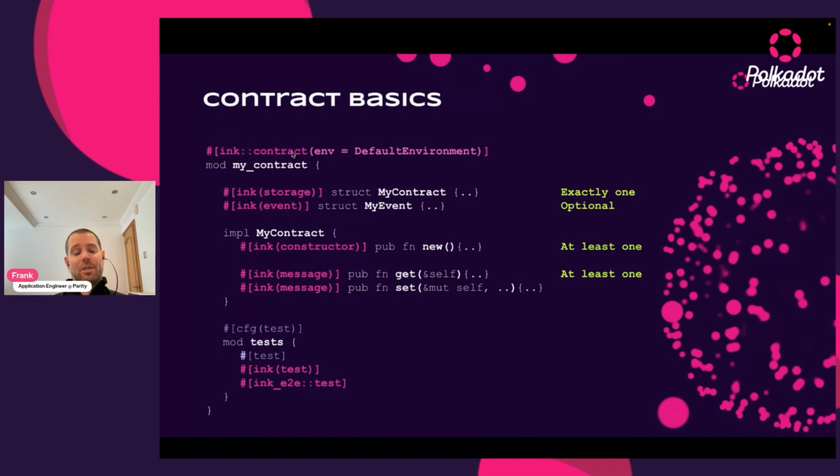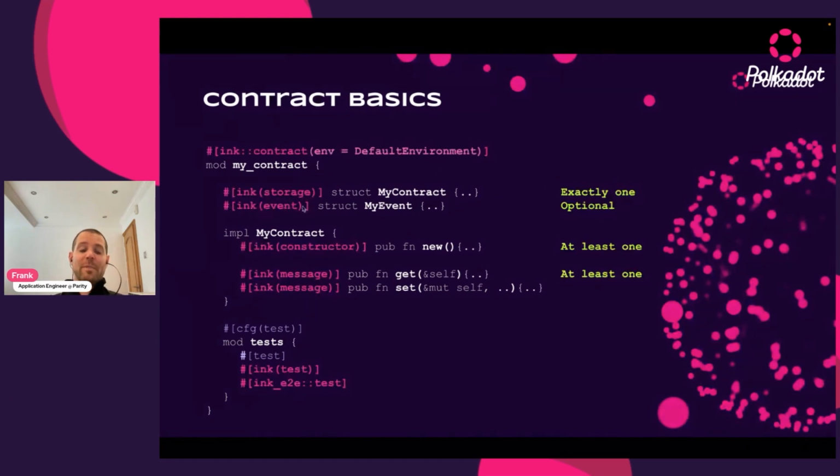Then within that, we need to define our storage for the actual state of the contract. In this instance, I've just called it MyContract, and that's been annotated with the ink storage attribute. As I mentioned, there needs to be exactly one of those in our contract. We can then add additional events if we want. You can have as many as required, depending on your use case or your logic. And those are annotated with the ink event attribute.